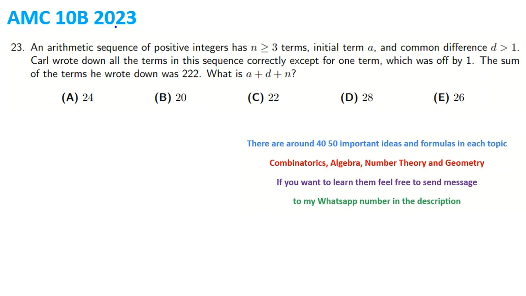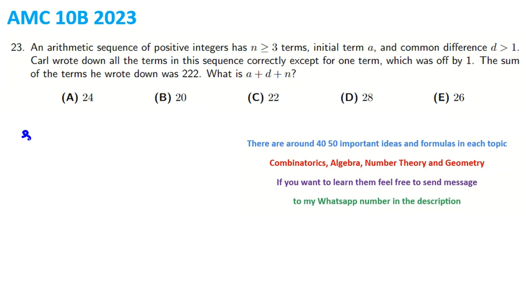AMC 10B 2023. An arithmetic sequence of positive integers has n at least 3 terms, initial term a, and common difference d greater than 1. Carl wrote down all the terms in this sequence correctly except for one term, which was off by 1. The sum of the terms he wrote down was 222. What is a plus d plus n?